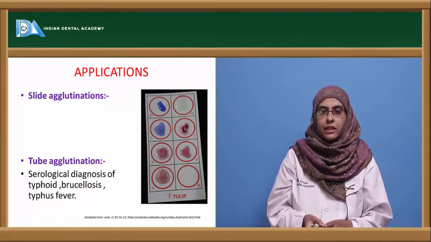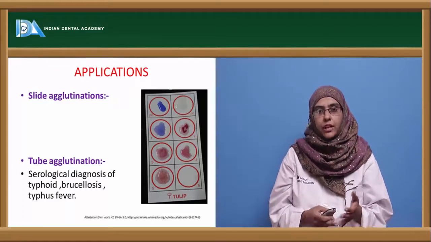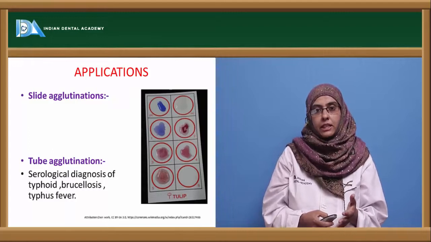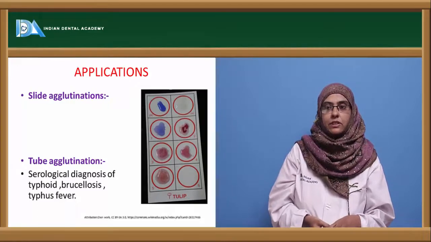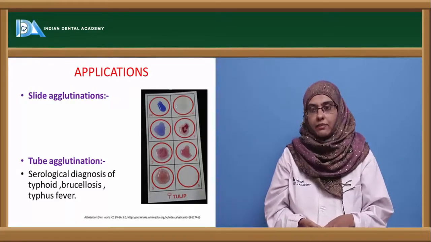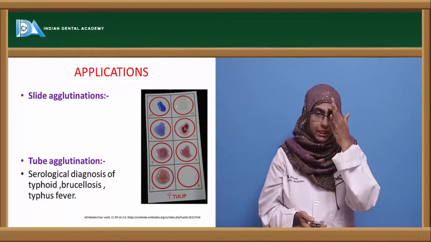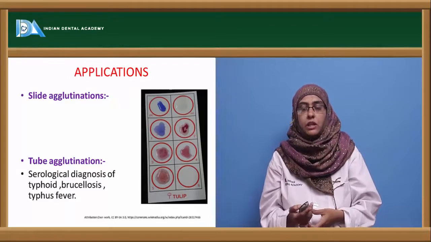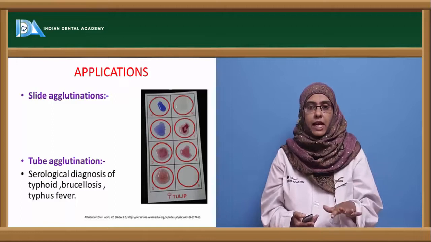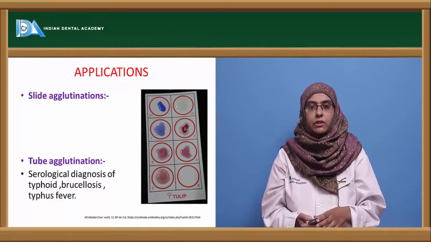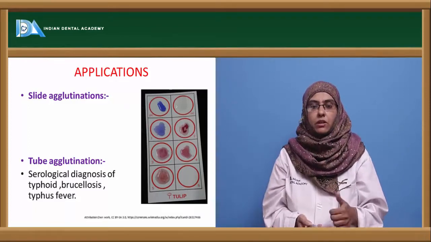This slide agglutination test can be used for a variety of tests, to identify blood groups, to identify the organism causing typhoid, etc. Apart from that, you can also go ahead with the tube agglutination test, which is a serological diagnosis for typhoid, brucellosis or typhus fever. In the tube agglutination test, the antigen and antiserum are mixed in equivalent proportion and help in identification of either the antigen or the antibody in the test tube by the formation of agglutination or clumps. Mostly in typhoid, it is used to detect the H antigen or the O antigen.